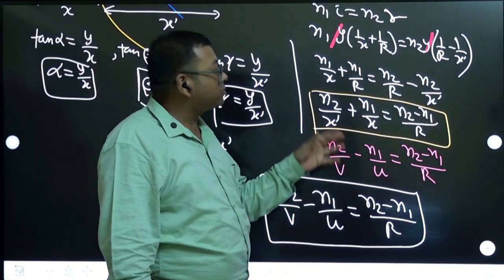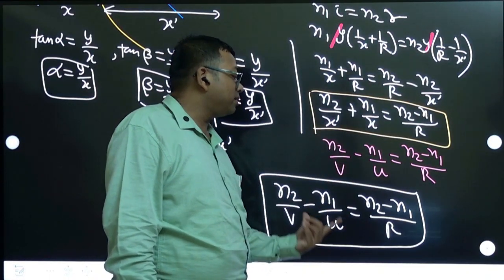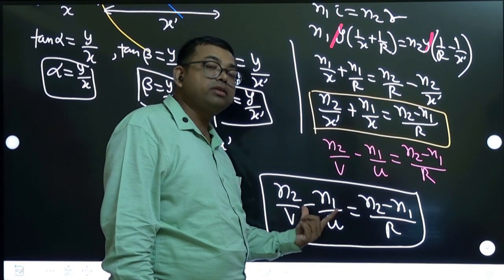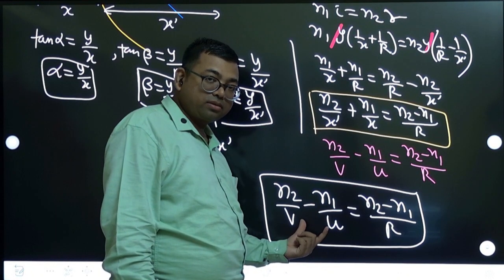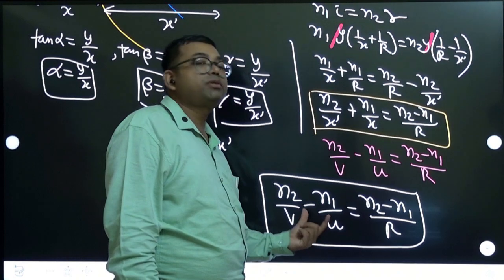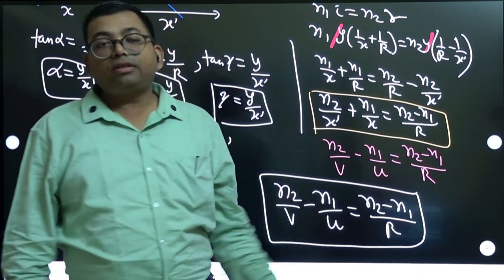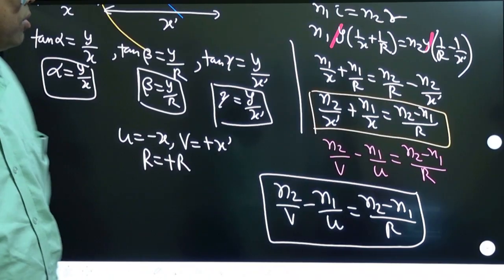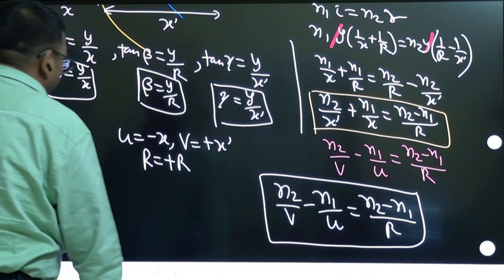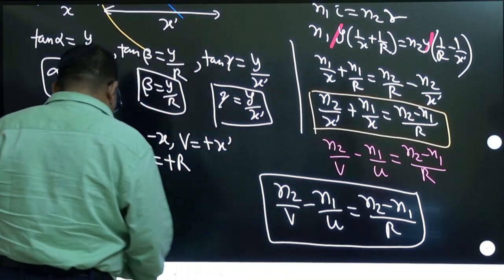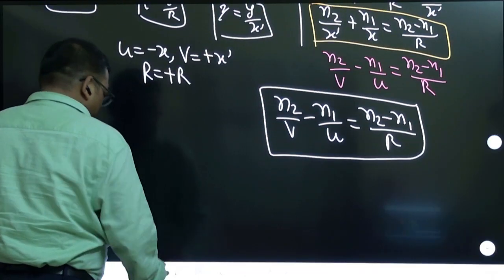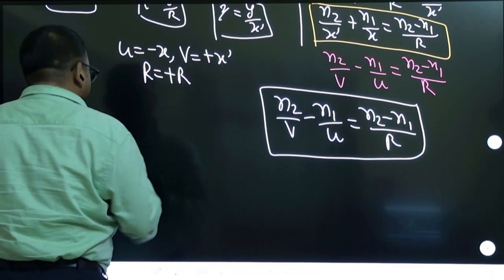Now when you substitute with proper sign convention, you will get the same formula. This formula is not going to change whether it is concave or convex, because you are using it with proper sign convention. It's a very important formula. This formula we need to learn how to use in problems.